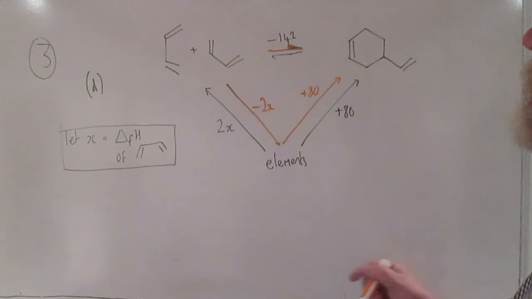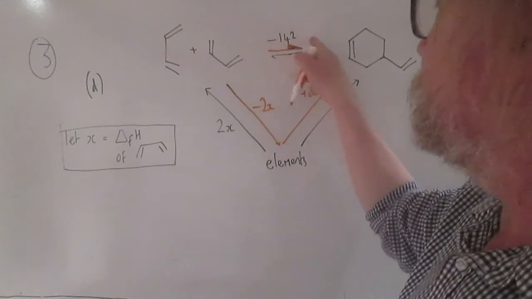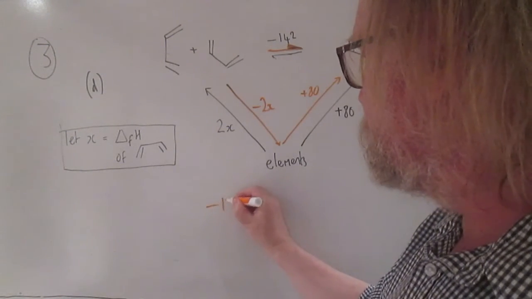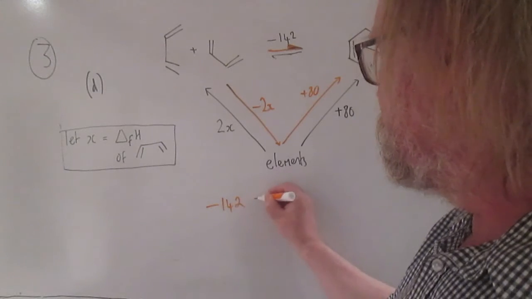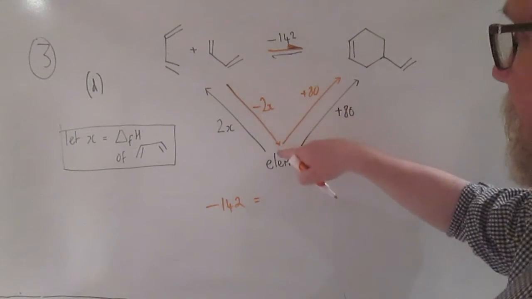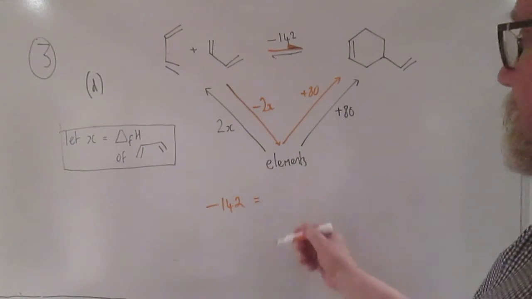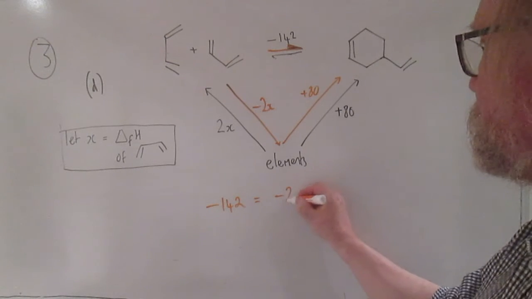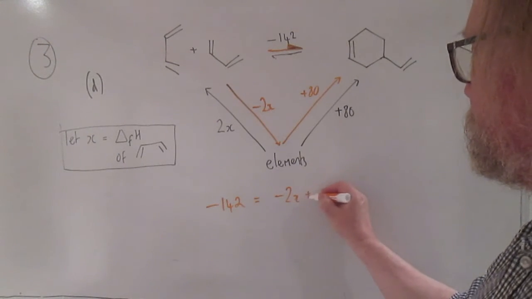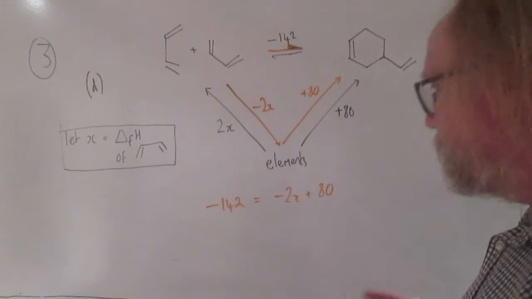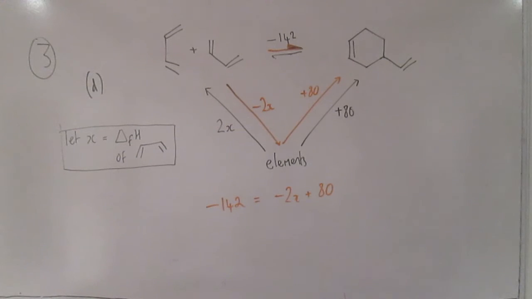So now we can make our statement. Hess's law says that the overall change, minus 142, is the sum of that plus that. So minus 142 is equal to minus 2x plus 80. You've got to be incredibly careful with the signs. If you got this wrong, somewhere or other, it's usually because you got the signs wrong, or the factor of 2 there.